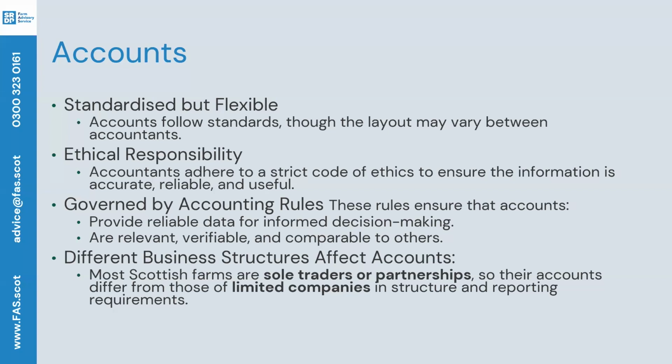I've talked about ethical responsibility here. Accountants do have to stick to a strict code of ethics that they've signed up to. So basically what that means is your accountant has to be really prudent in the information they're showing. They can't be knowingly inflating or diminishing the figures for any particular gain. They have an ethical responsibility and a legal responsibility to show that information as accurately as they possibly can.